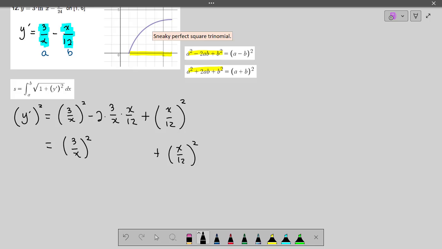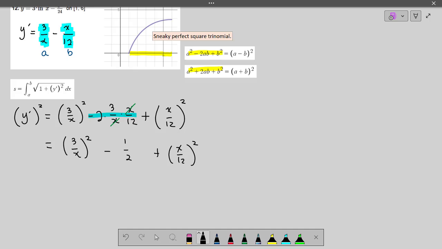And let's just focus on the middle term. So only focus on this term here. What does that all simplify to? Well, the x's are going to cancel. We have 2 times 3, which is 6, divided by 12, so we get negative 1/2. So that's what the middle term simplifies to. We have 2 times 3 divided by 12, that's a half.